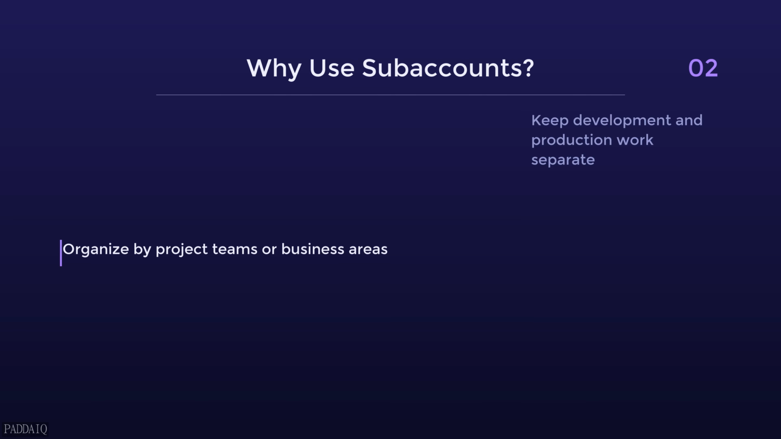Organize by project teams or business areas. This means you can group all your development, testing, and production resources for a specific initiative into its own dedicated space. For instance, a retail expansion team would have a sub-account with all their apps and databases. This structure keeps each team's work isolated and manageable, streamlining your cloud operations.